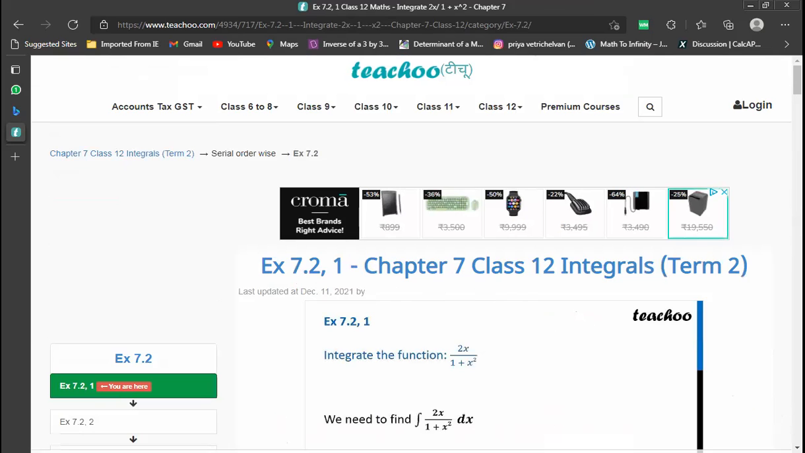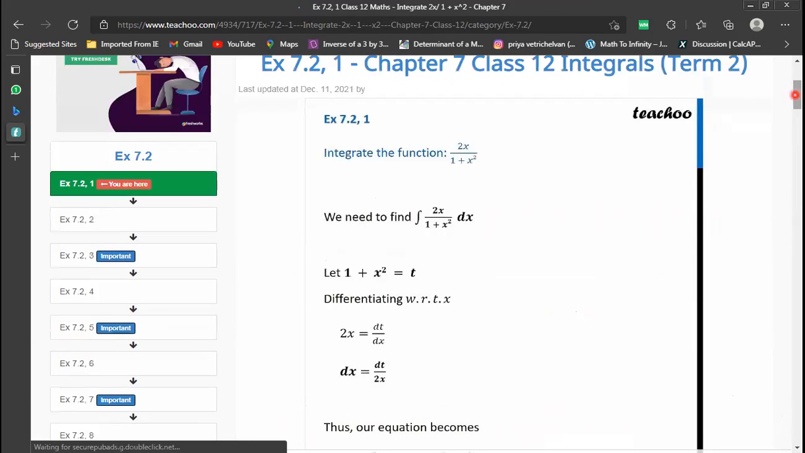Okay, 7.2, question number 1. It's 2x upon 1 plus x square. So now we are going to use a substitution method. In this, we will be performing 3 steps. The step 1 is assignment.